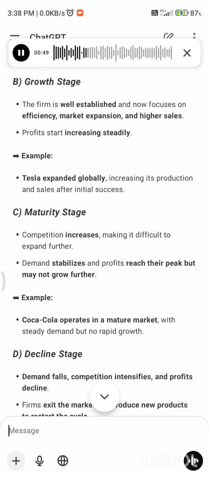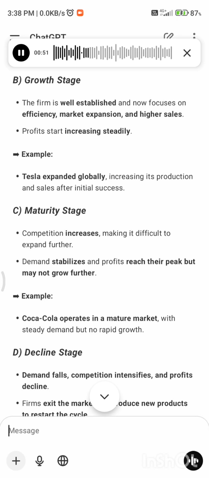B. Growth stage. The firm is well established and now focuses on efficiency, market expansion, and higher sales. Profits start increasing steadily. Example, Tesla expanded globally, increasing its production and sales after initial success. C. Maturity stage. Competition increases, making it difficult to expand further. Demand stabilizes and profits reach their peak, but may not grow further. Example, Coca-Cola operates in a mature market with steady demand, but no rapid growth.